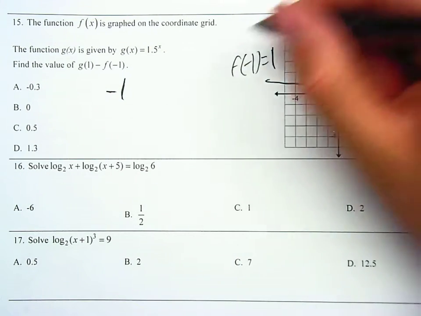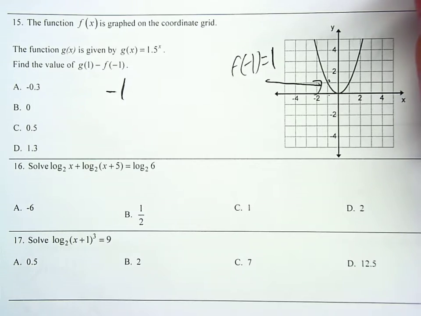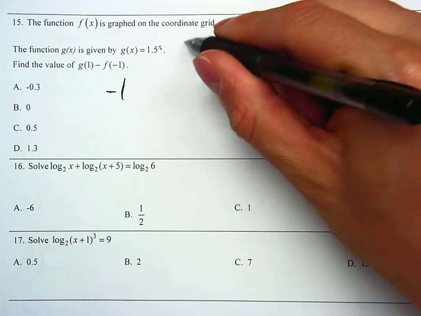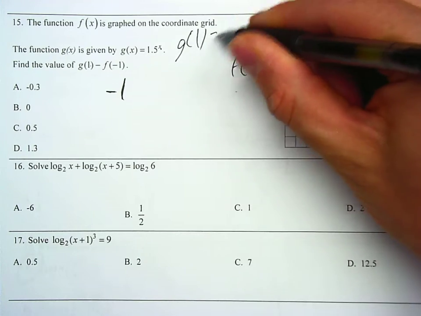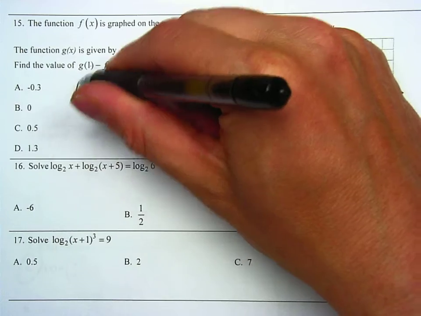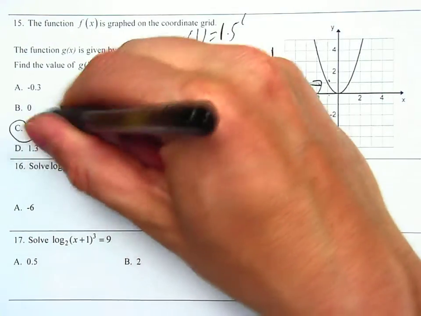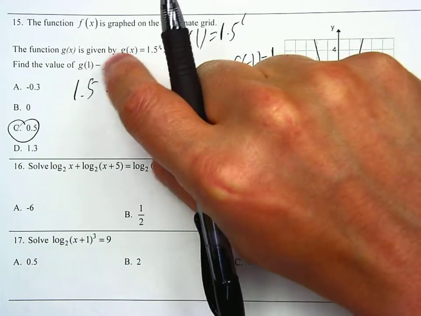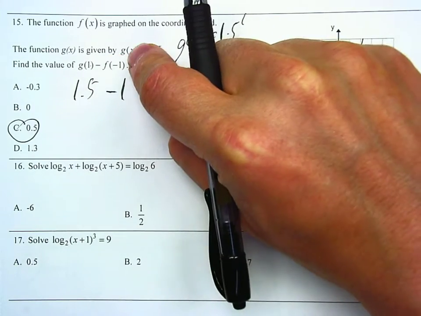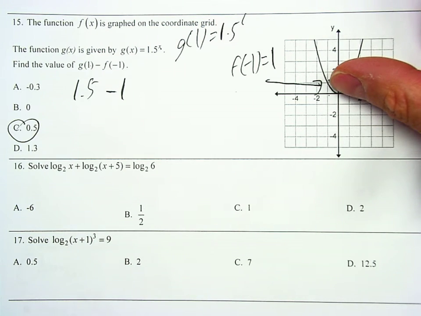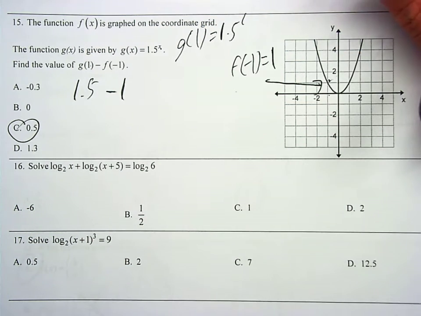g of 1, well, anything to the first is just the number. So 1 goes in for x here. g of 1 is going to be 1.5 to the first, which is just 1.5. So 1.5 minus 1 is just a half. Substituting in the value of x for the g of x function, and then looking at the f of x function and matching the x value with the y value.